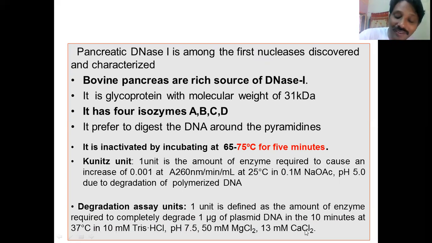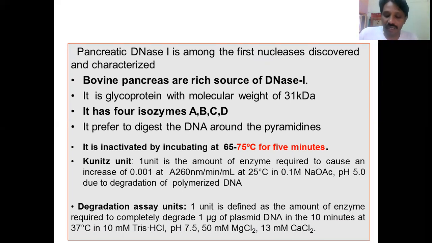So you can see here, in the degradation assay, magnesium chloride is provided, and calcium chloride is also provided. Why? Because the enzyme depends on the presence of calcium as well as magnesium for reactivity. Hence, the buffer you are taking for enzyme activity has both metal ions, calcium and magnesium, right? This is a degradation assay.